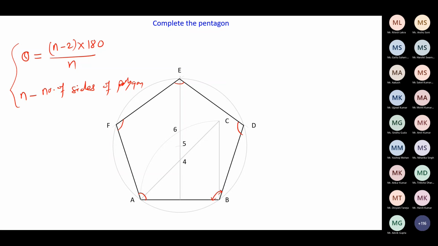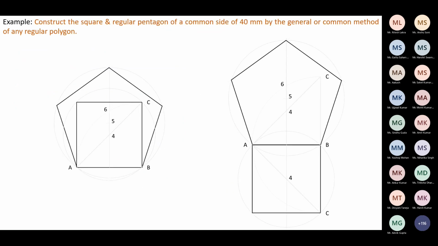Now let us say there is one question like this. For the same common side, you need to draw a square and a regular pentagon bearing a common side of 40 mm. A square and a regular pentagon. So here we can have these two solutions.